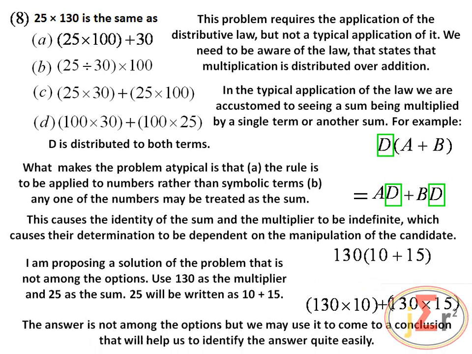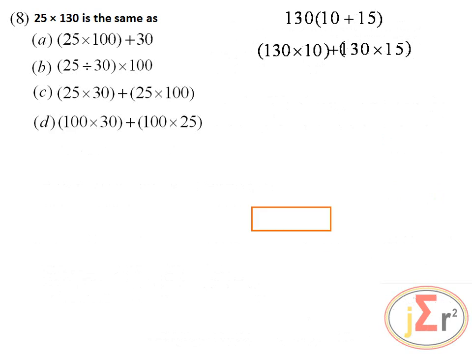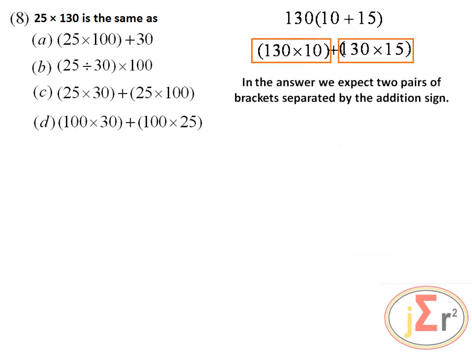The answer is not among the options. It was designed that it is not among the options. So the answer is not among the options, but we may use it to come to a conclusion that will help us to identify the answer quite easily. What do we notice? 1. In the answer we expect 2 pairs of brackets separated by the addition sign. That is what we have there. 2 pairs of brackets separated by the addition signs. That's what we have.